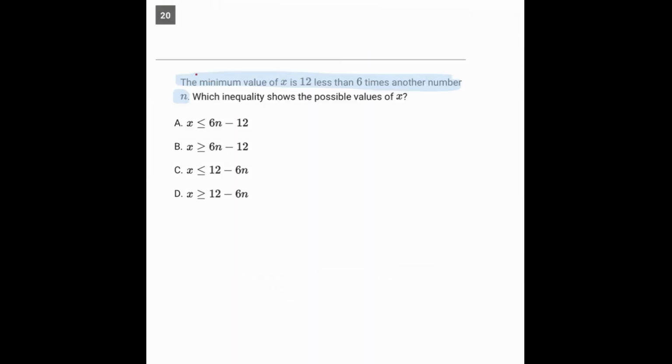So to make it simpler, let's just pretend for a moment that we're not seeing the inequality statement. We're just seeing x is 12 less than 6 times n. So that's nice and easy. X is 12 less than 6 times n. So instead of saying x is equal to all this stuff, we're going to say x is greater than or equal to all this stuff. And there we have it.